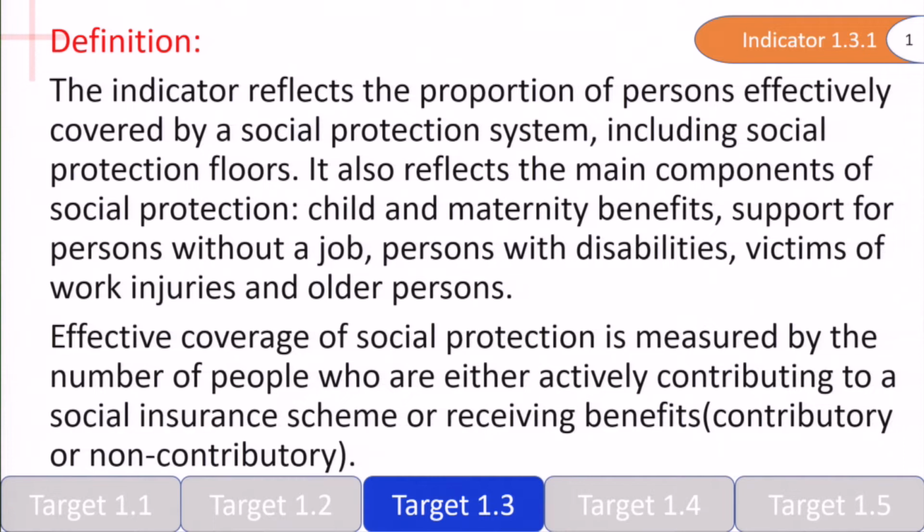It also reflects the main components of social protection. For example, child and maternity benefits, support for persons who are without a job, persons who have disabilities, how the government supports the victims of work injuries, accidents at the job, how they are compensated for their accidents. Such benefits are measured and calculated, and this gets into indicator 1.3.1.